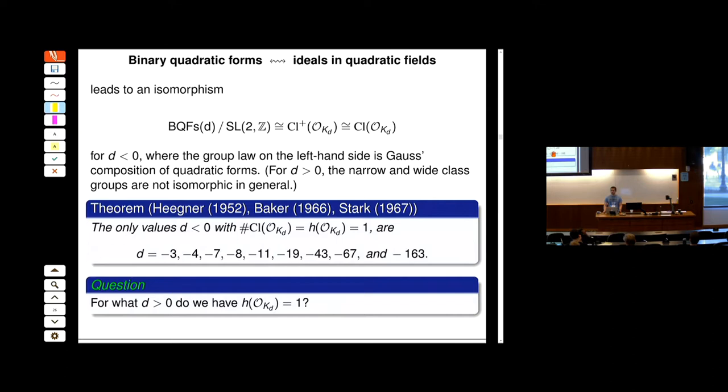Okay. So Gauss did conjecture that there are infinitely many number fields with class number 1, and that's also something that is not known. So we don't know it even for real quadratics. We don't know it in general for class groups of number fields.